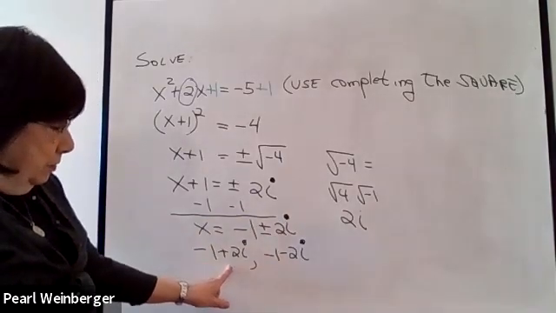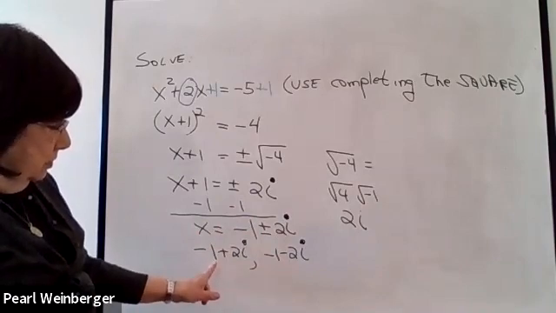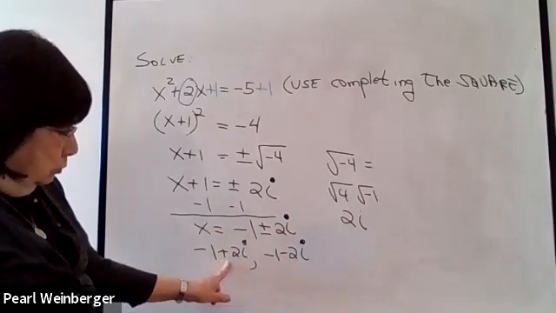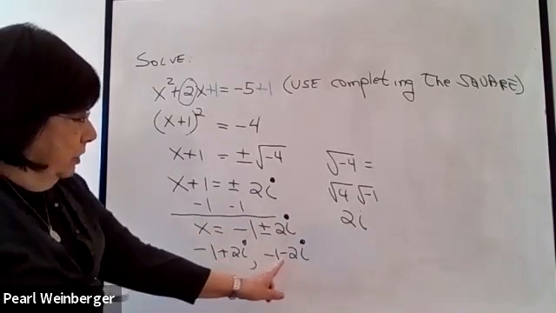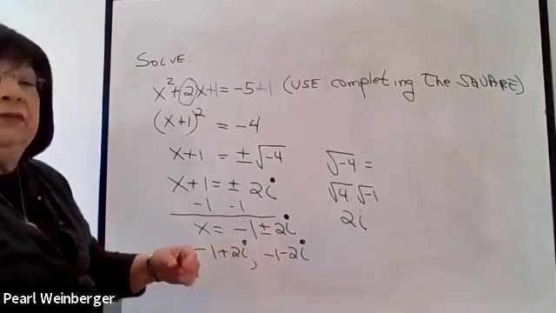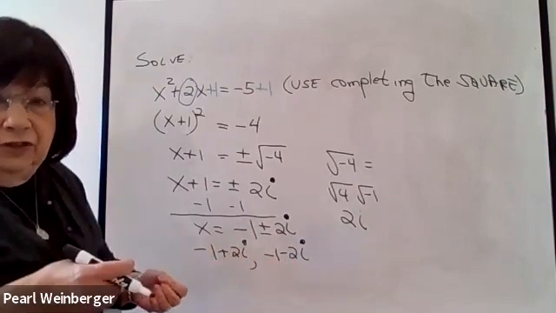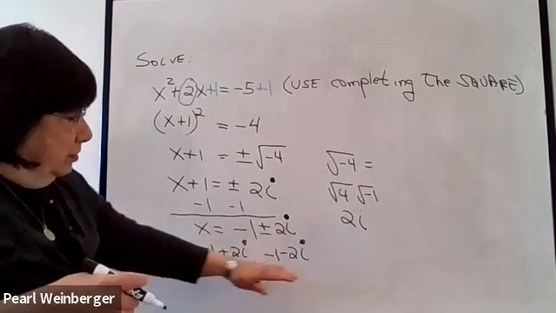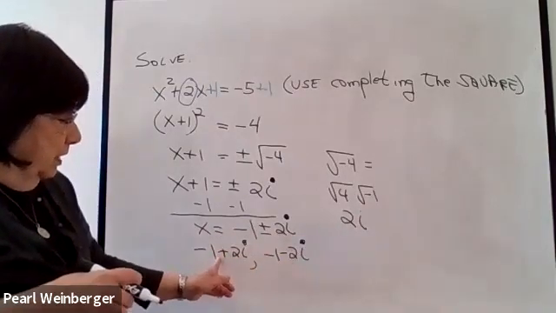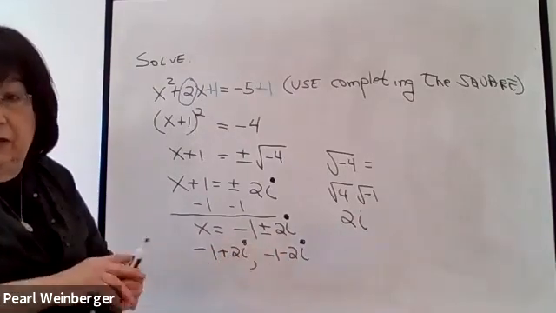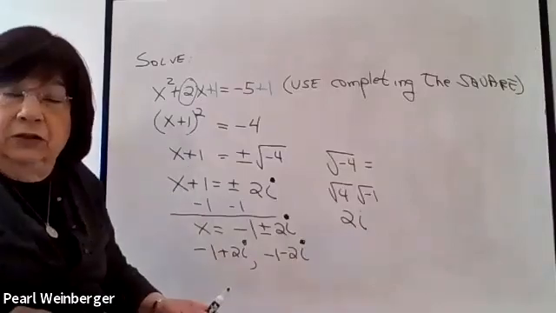One thing you might notice also, if you look at the two answers, negative 1 plus 2i and negative 1 minus 2i, is that your two answers happen to be conjugates of each other. They're the identical answers, except one has a plus and one has a minus. That's just something that's interesting to note.